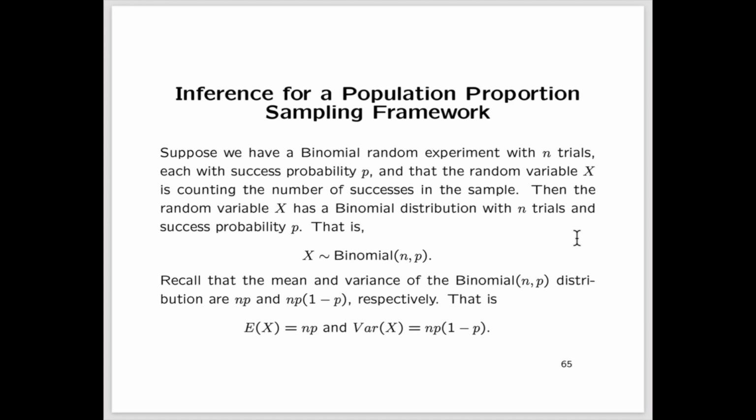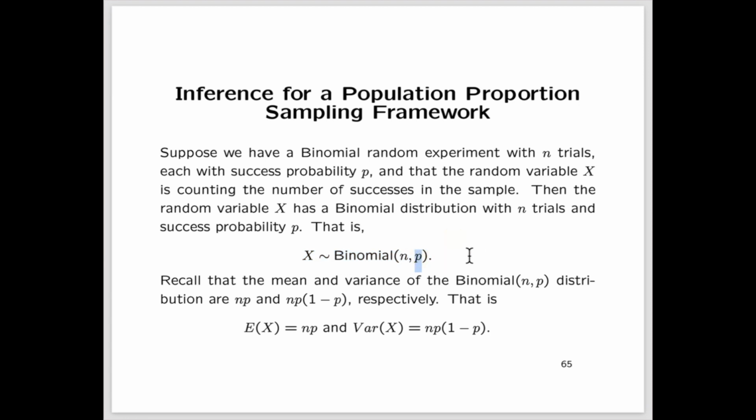Then the random variable x has a binomial distribution with n trials and success probability p. And we would represent this in this way. So the random variable x is distributed according to a binomial distribution with n trials and success probability p.